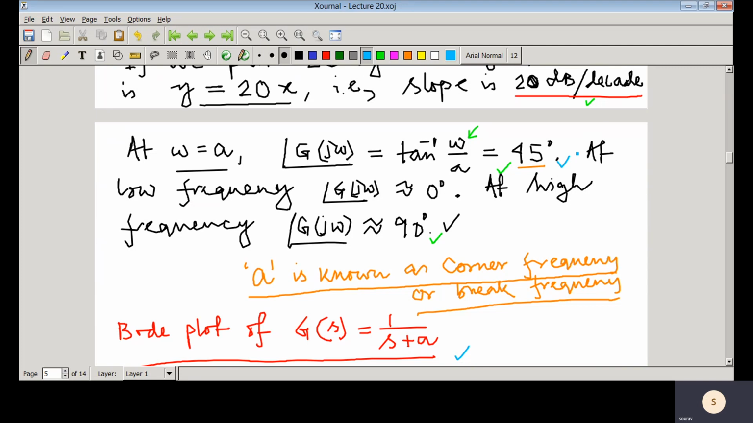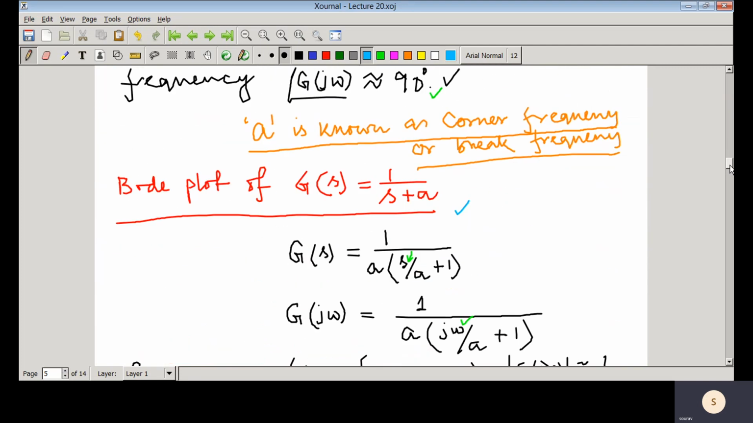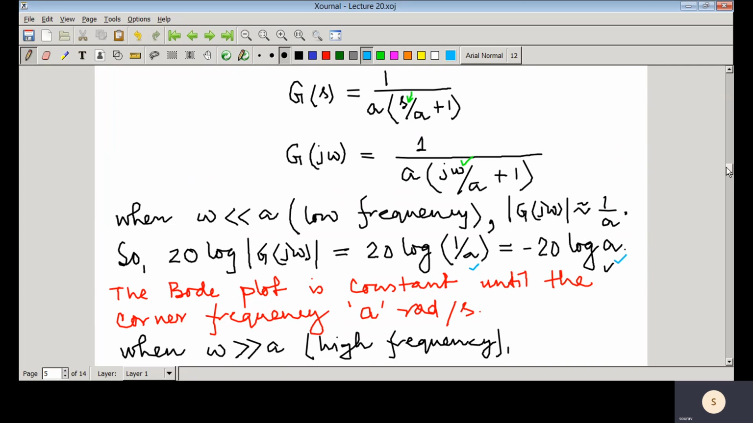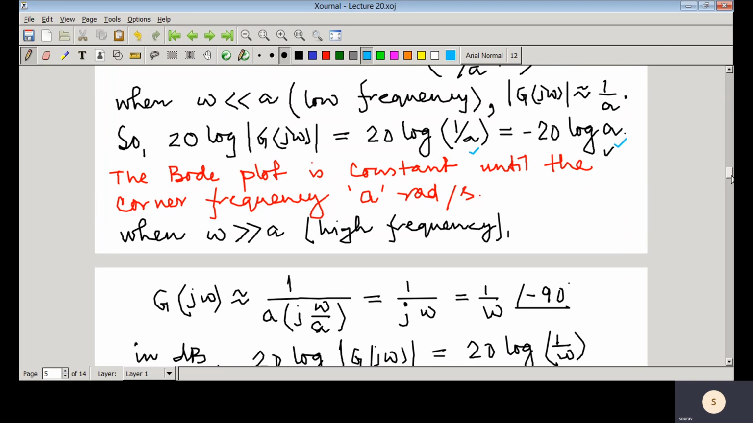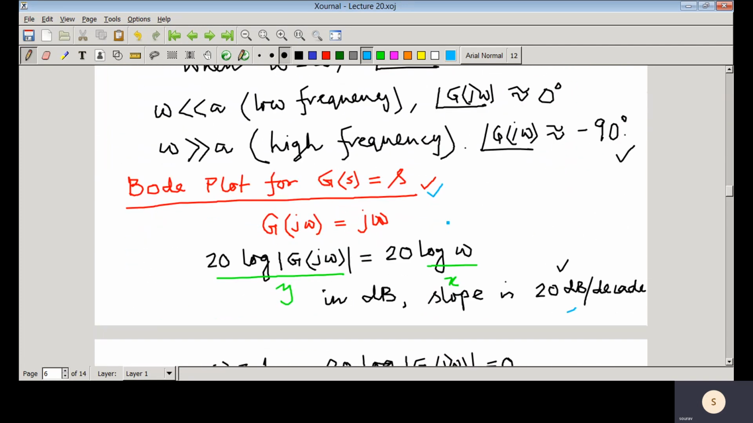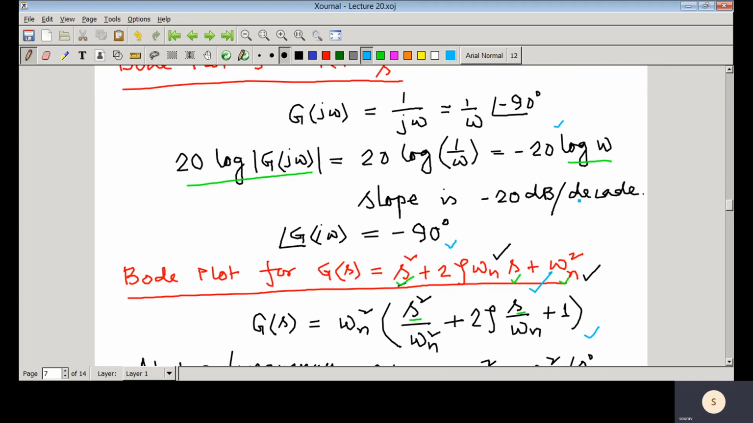Here we can see that it is 45 degrees at the corner frequency, so the slope would be 45 degrees per decade. And in the case of 1 by s plus a, the slope would be just the reverse, that means it would be minus 20 dB per decade, and the angle slope would be minus 45 degrees per decade. And what happens in the case of s, the slope would be 20 dB per decade, and for 1 by s it would be minus 20 dB per decade, but in this case the angle would be 90 degrees, and here the angle would be minus 90 degrees.